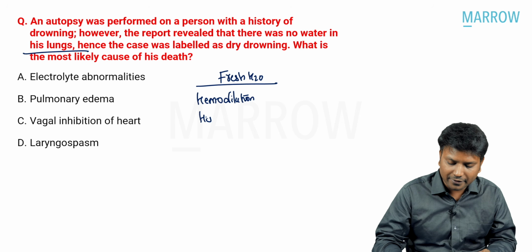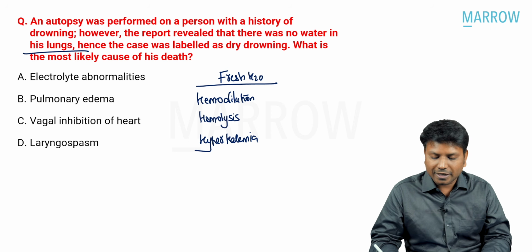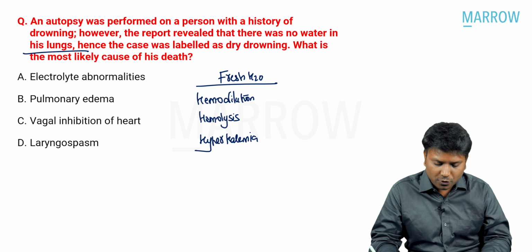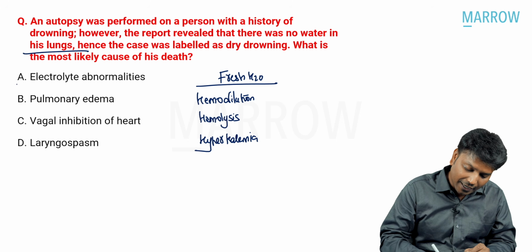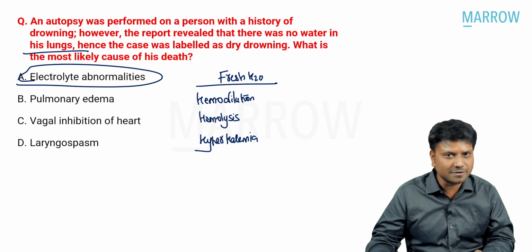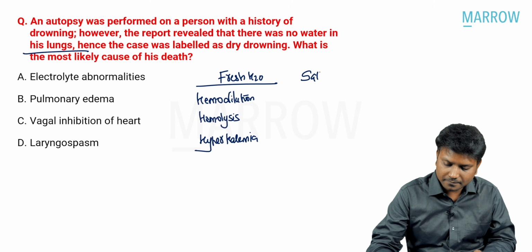The person will be having hemolysis. When there is hemolysis, there will be hyperkalemia resulting in cardiac arrhythmia. So you can remember this is due to freshwater drowning: hemodilution, hemolysis, hyperkalemia, and electrolyte anomalies. Suppose it is saltwater drowning.